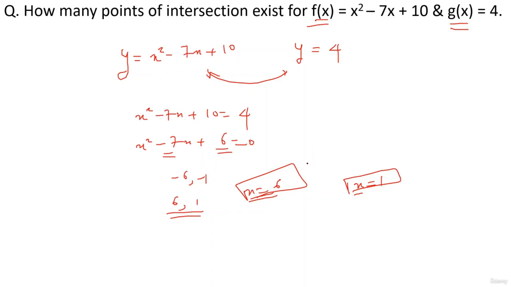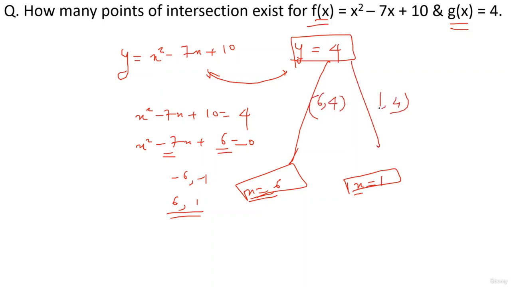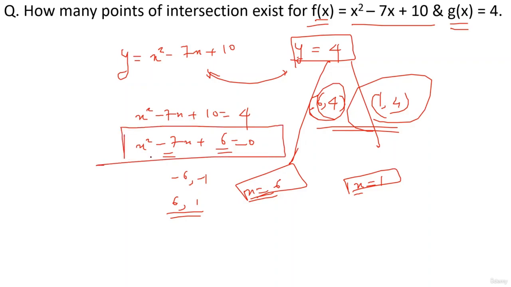And the coordinates of the point will be what? See, whenever they meet, the y coordinate should be 4, right? तो पहला point क्या हो जाएगा guys? 6,4 and दूसरा point क्या हो जाएगा? 1,4. So these two, this line and this curve have 2 points of intersections. And ये हमें कैसे मालूम पड़ा? ये हमें इस equation के number of roots के बारे में मालूम पड़ा.